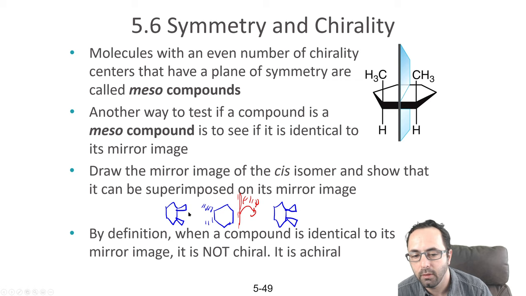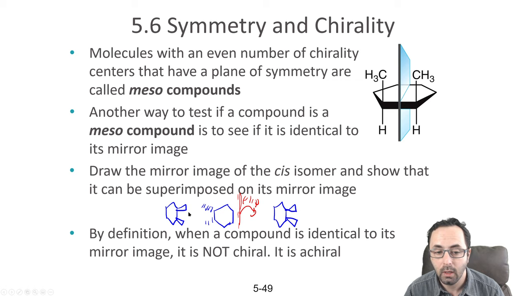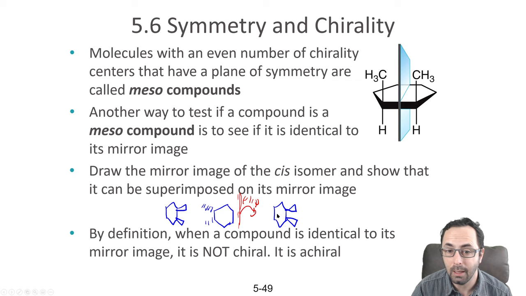So they're not enantiomers of one another. They're actually exactly the same molecule. So watch out when you have an even number of chiral centers, because you may have a meso compound that, although it has this even number of chiral centers, is not optically active overall, because there's no difference between the mirror image and the molecule itself.